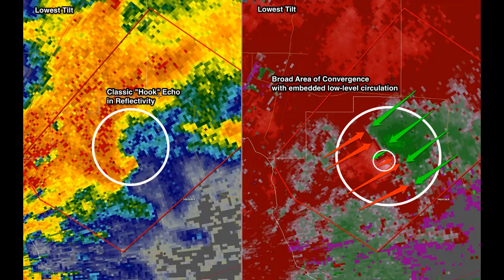Until Doppler radar, there was no such thing as a tornado warning unless a human being saw a tornado and phoned it into the Weather Service. Nowadays, the Weather Service will issue a tornado warning if they see a tornado on radar as well.